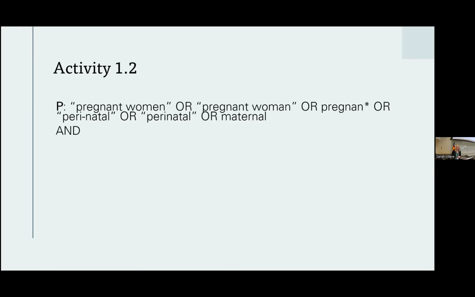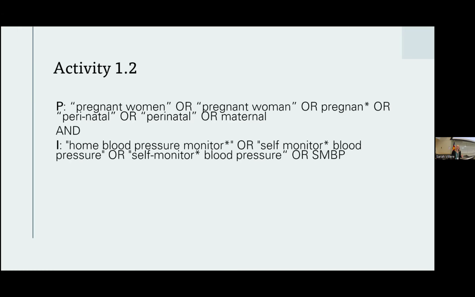Then we're going to connect it with AND. For home blood pressure monitor, I put that in quotes, right? And then I actually did a truncation at the end of monitor because it could be monitors, it could be monitoring. So there's just different endings and variations of that word. I also did self-monitor blood pressure, which we can see without the hyphen or with the hyphen. And again, I did the asterisk on monitor. I've also seen it listed as SMBP, so I included that as well.